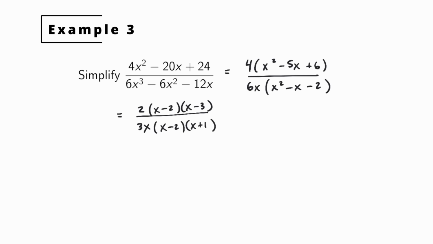And now we are completely factored, and we cancel out any common factors that we still have. We have a common factor of x minus 2. We cancel that out, leaving us with 2 times x minus 3 in the numerator, and then 3x times x plus 1 in the denominator.